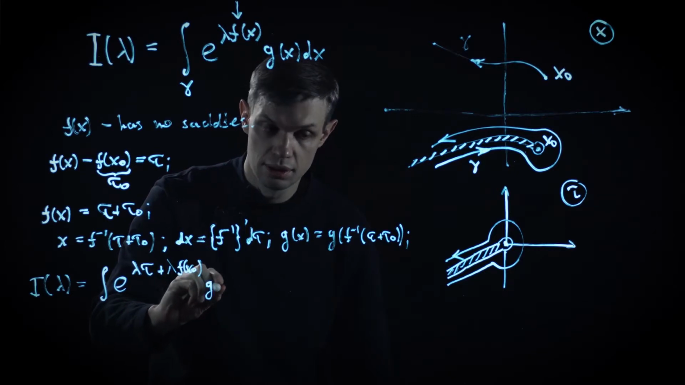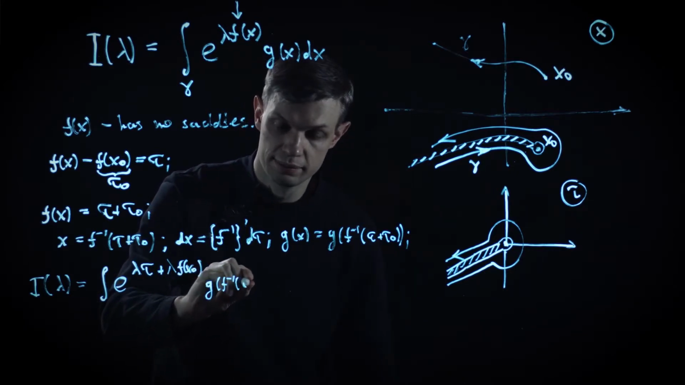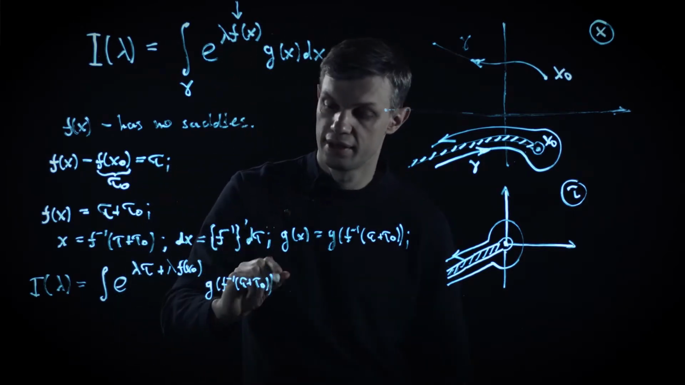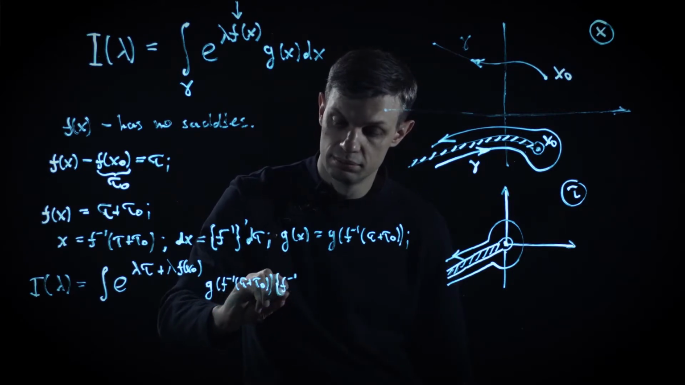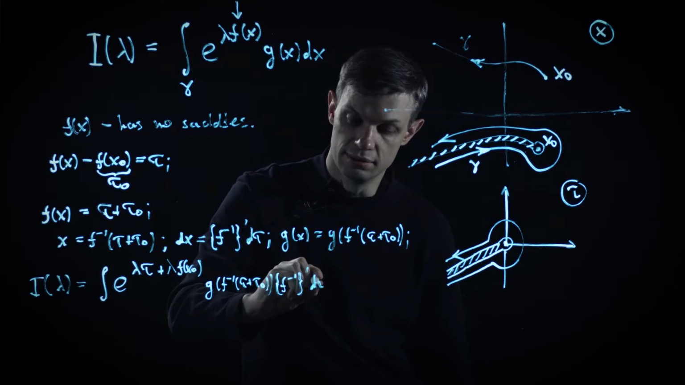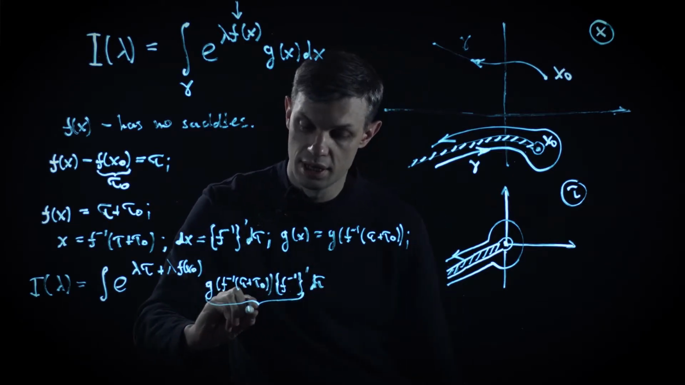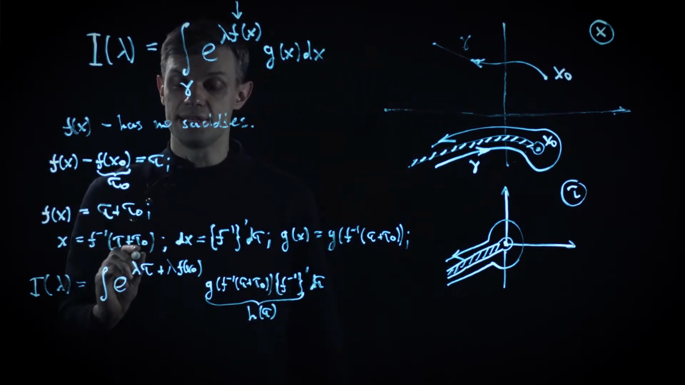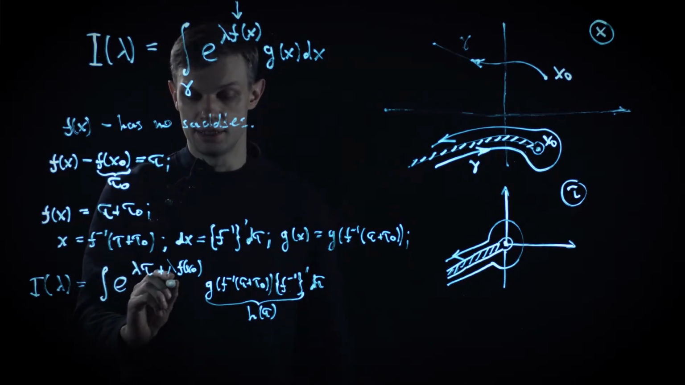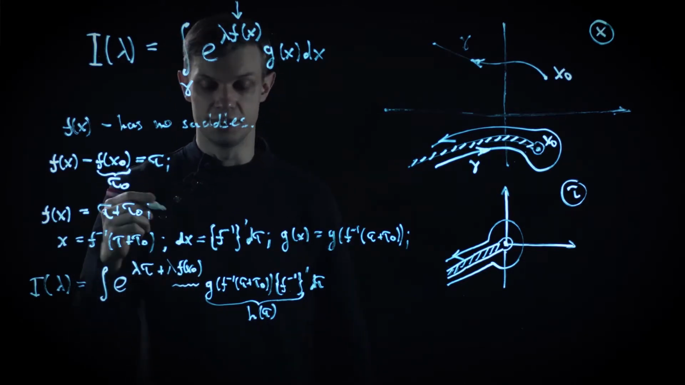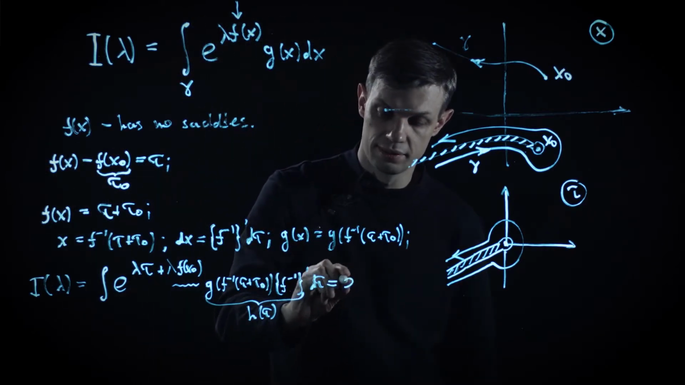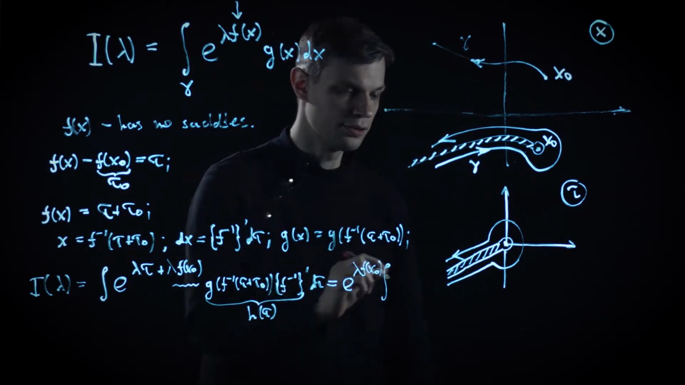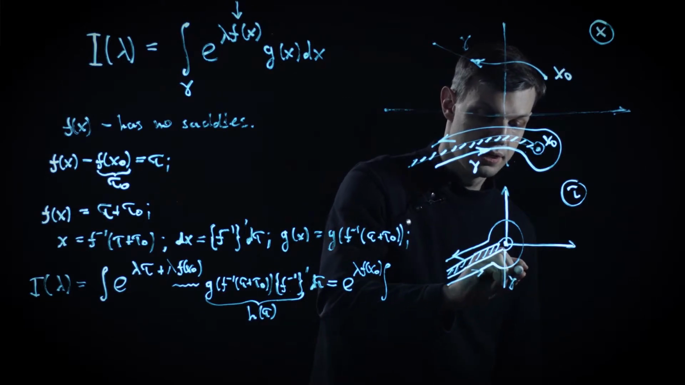And here we have g of f minus 1 of tau plus tau naught times f minus 1 prime d tau. Let's call this function h of tau. So now we have a simplified integral with a suitable exponent. Now it's just lambda tau. We can factor out lambda f of x naught and put it in front of our integral. And let's call this contour now gamma prime.